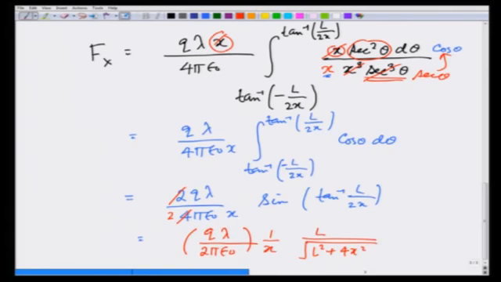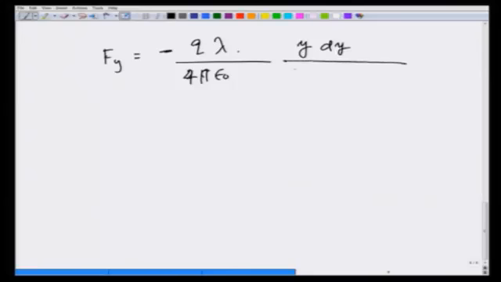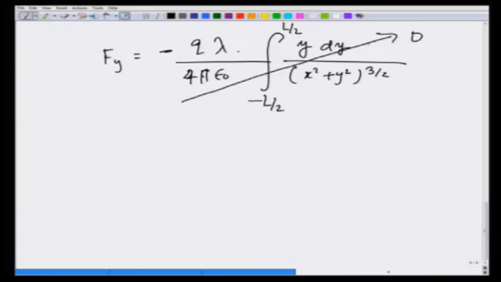How about the y component? The y component is going to be f y equals q lambda over 4 pi epsilon 0. You can check that I am writing the expression from the previous slide, but instead of x, now I will be taking a component in the y direction. So, I will have minus y dy over x square plus y square raised to 3 by 2, and this is going to be from minus L by 2 to L by 2. You can see this is an odd integral in y, and therefore, this thing vanishes.